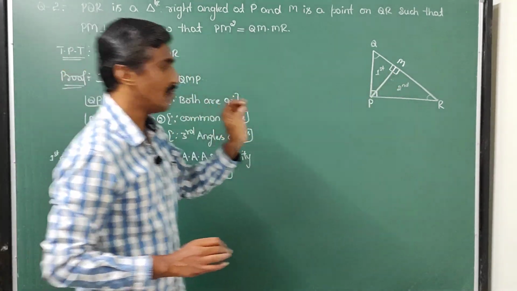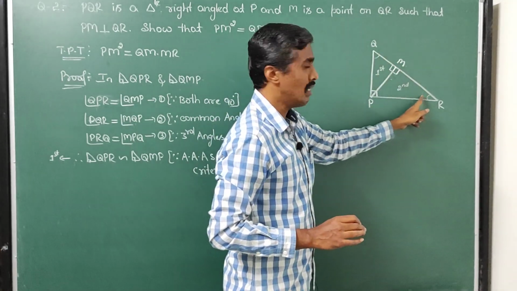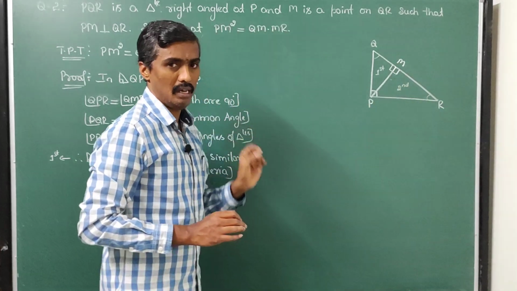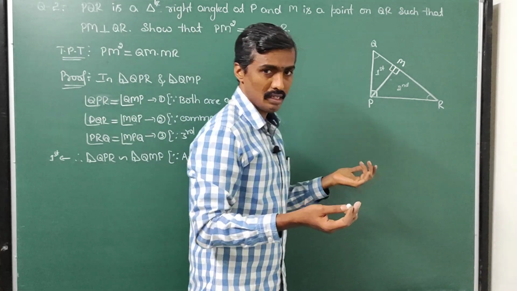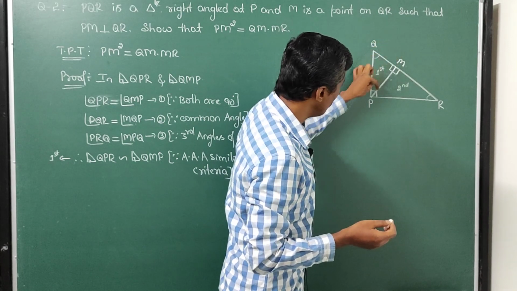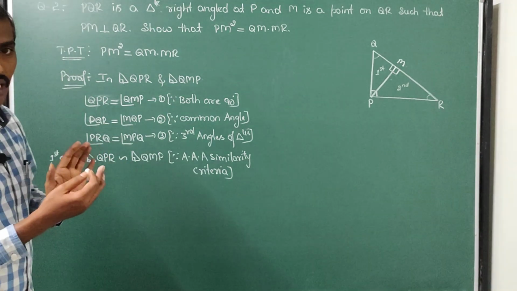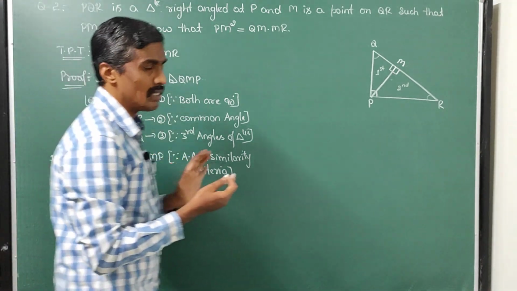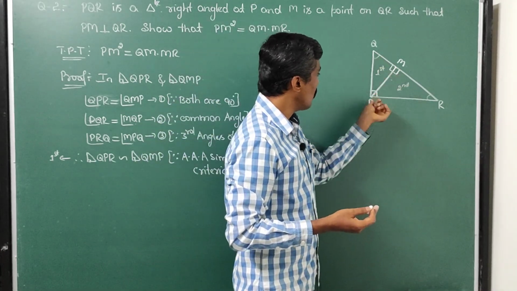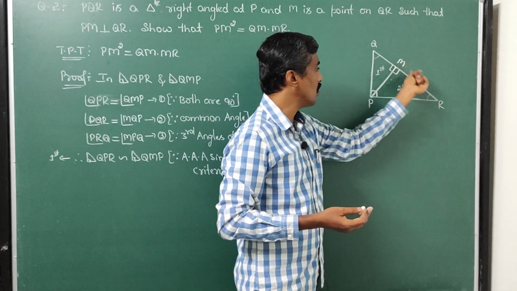Second point, common angle. Which is the common angle? PRQ, angle R, and MRP, common angle R. Then the third angle, angle Q, is equal to angle MPR, angle P, in this triangle. So according to, once again, the AA rule of similarity criteria, triangle QPR is similar to PMR.